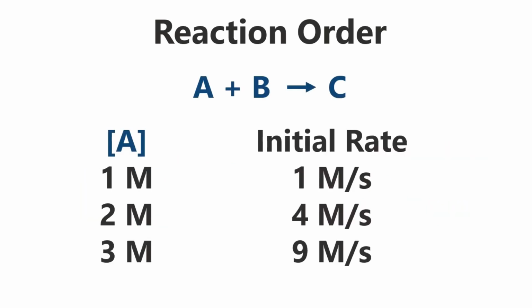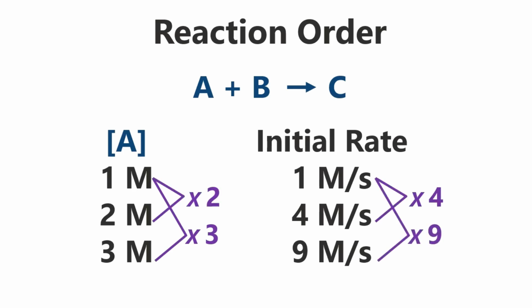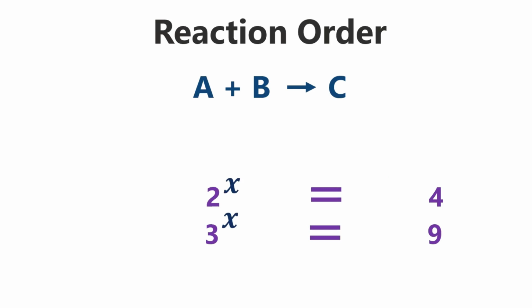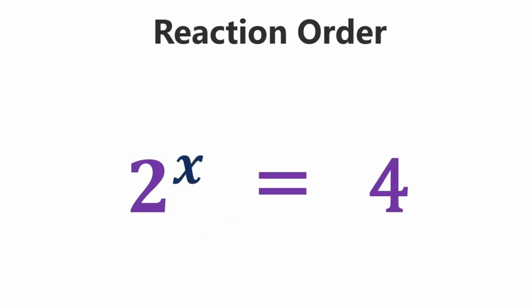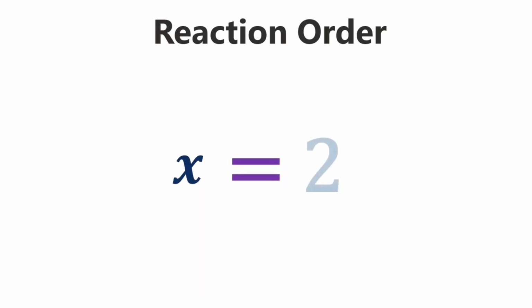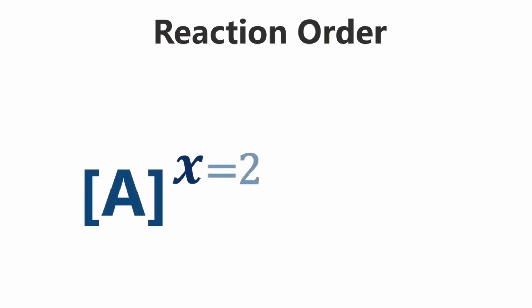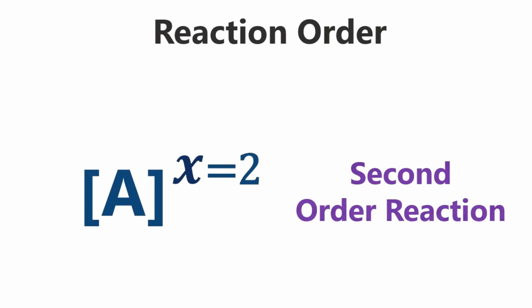In a different experiment, let's say we've obtained different values for the rates and concentrations of A in 3 trials. You'd see that from trial 1 and 2, the initial rate has quadrupled. You'd also see that from trial 1 and 3, the rate has been multiplied by 9. We must find the value of exponent x that would raise the value of 2 and produce an answer of 4. Using our knowledge in exponents, we know that x equals 2, and thus we call this a second-order reaction.